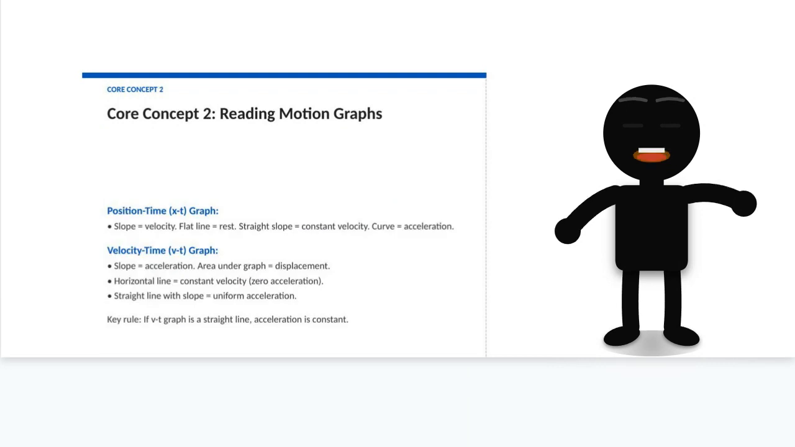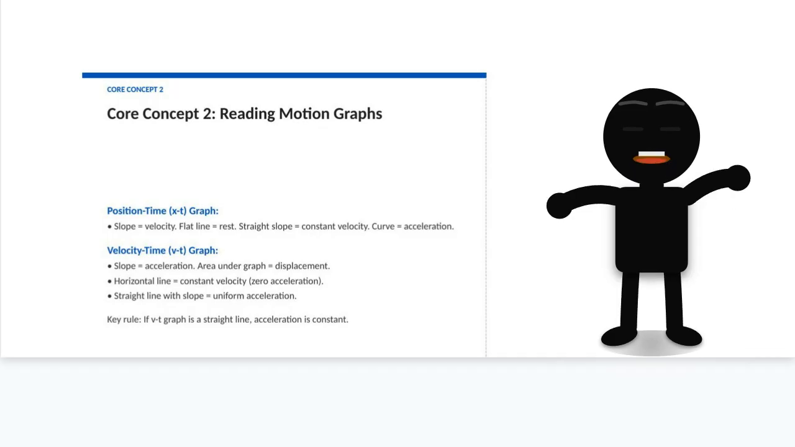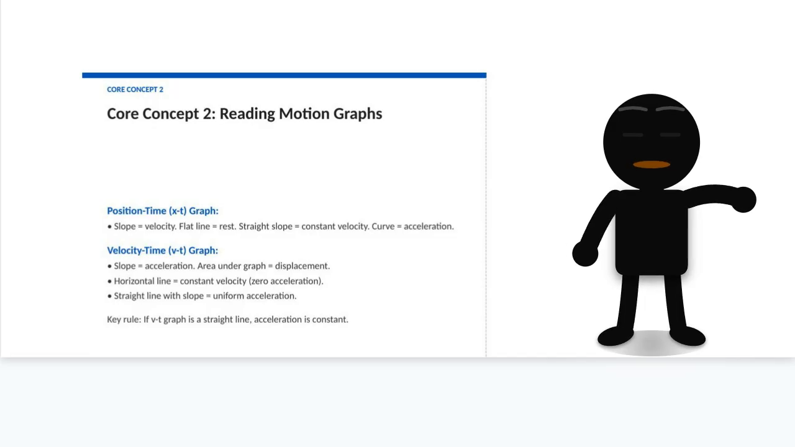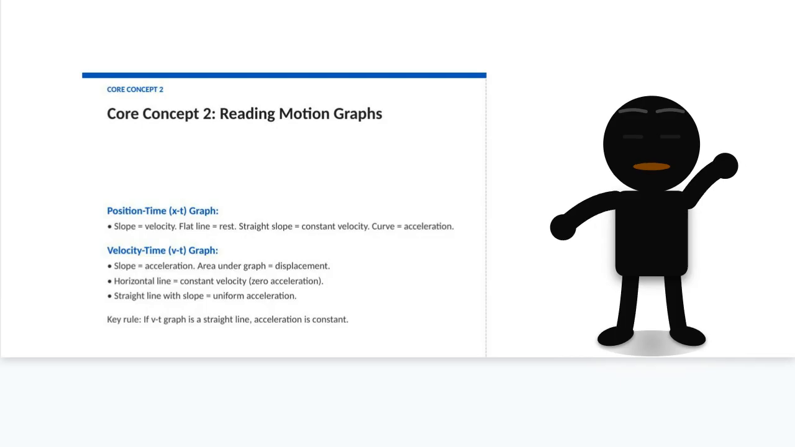Motion graphs are a favorite in NEET because they pack a lot of information into a simple picture. On a position time graph, the slope at any point tells you the velocity. A flat horizontal line means the object is not moving. A straight diagonal line means constant velocity. A curve means the velocity is changing, which means acceleration is present.